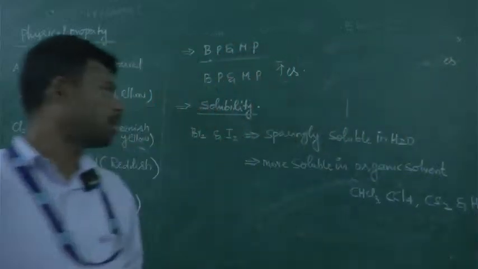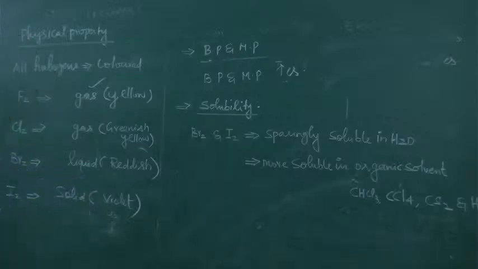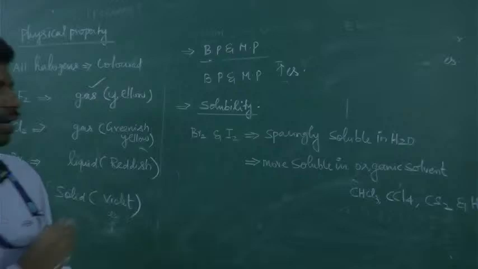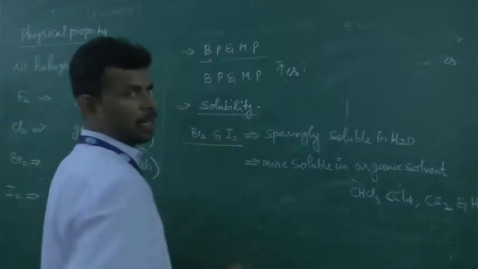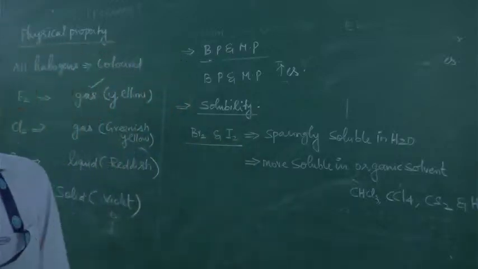Okay, so I2 and Br2 are sparingly soluble in water, whereas they are completely soluble or more soluble in organic solvents like chloroform, CCl4, carbon disulfide and any hydrocarbon solvents, benzene, pentane, hexane. So is it clear? In the reactions, where will we use this? Your applications.